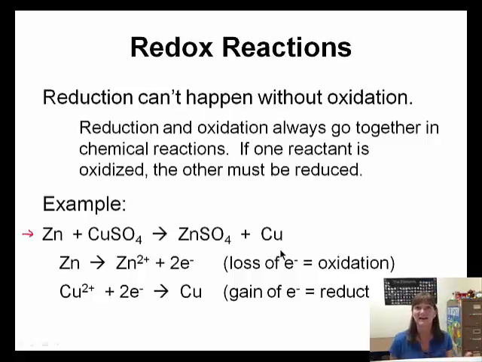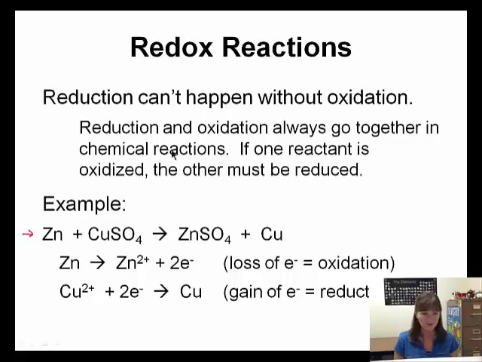Just to help you out, the single replacements will always be a redox, and double replacement will never be redox. So those two are always the case. The combination and the decomposition can be, or doesn't have to be.